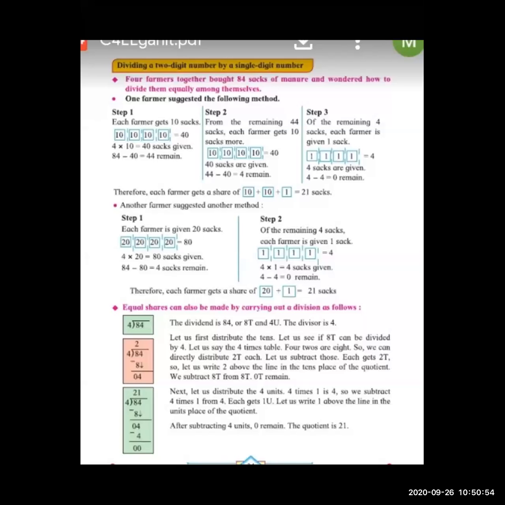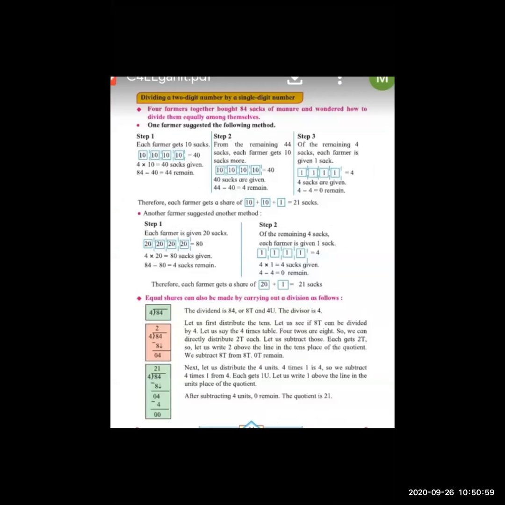Yesterday we took some examples also. Yes or no? Yes, the simple sums. Now today we are going to learn dividing a two-digit number by a single-digit number. Right? Now look here.